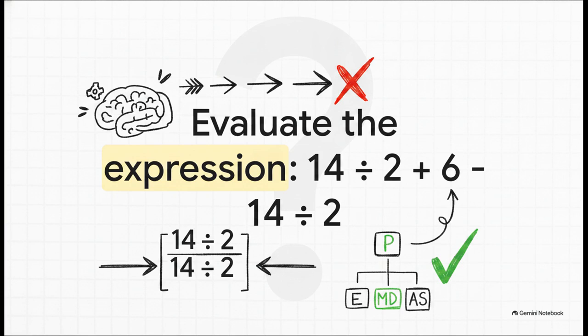14 divided by 2 is 7, plus 6 is 13, minus 14 is -1, divided by 2, well, that gives you -0.5. But if you actually follow mathematical hierarchy, the real answer is 6. That is a massive difference, and it perfectly exposes a fundamental gap in how we process numbers.